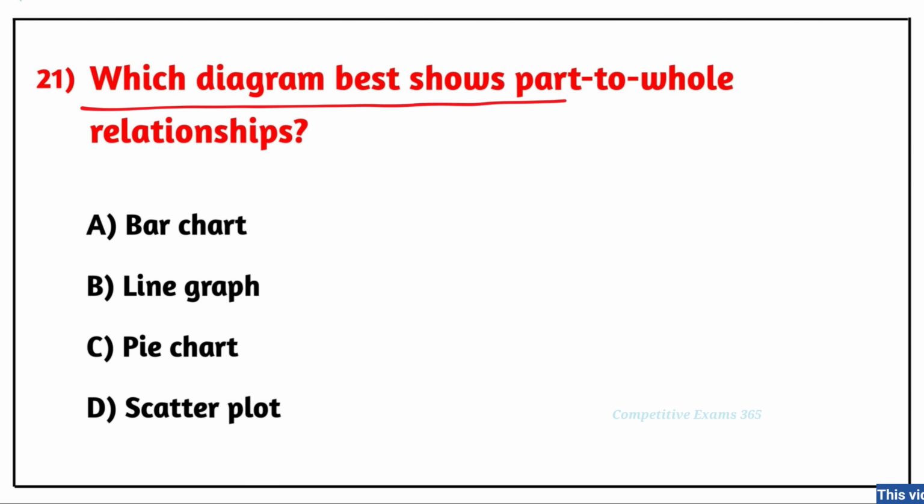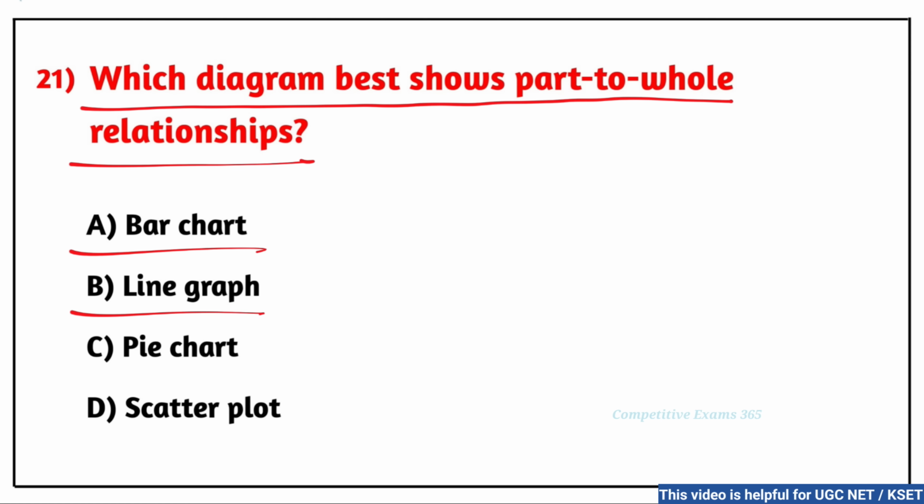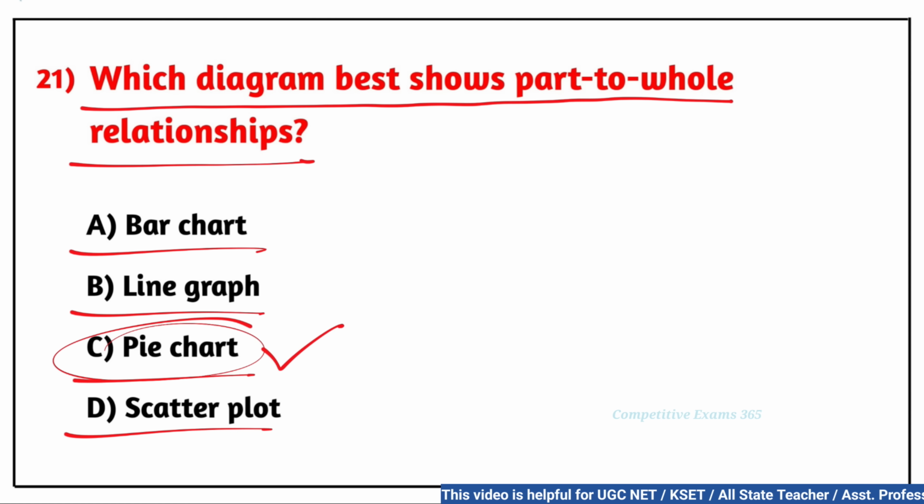21st question. Which diagram best shows part to whole relationships? Option A, bar chart. Option B, line graph. Option C, pie chart. Option D, scatter plot. Option C, pie chart, it is the correct answer.